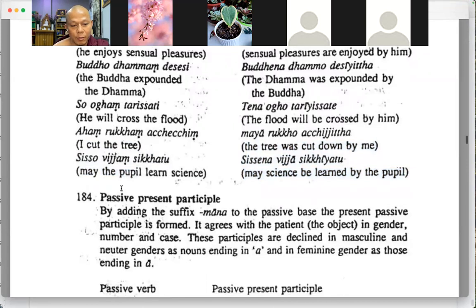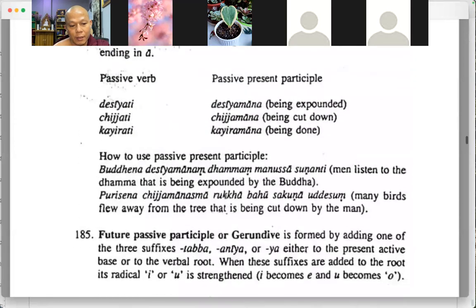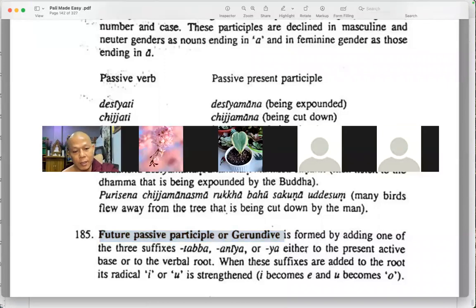Okay. And then the next pieces of information are the passive present participle and then the future passive participle or gerundive. These two should be for next time because now the time is already up. Okay, so any question?